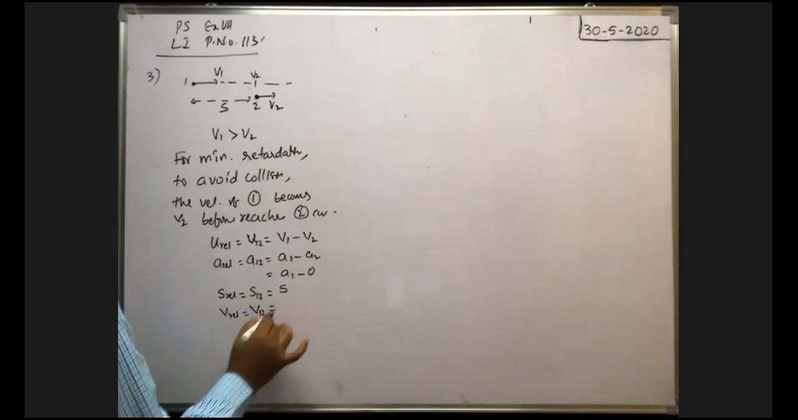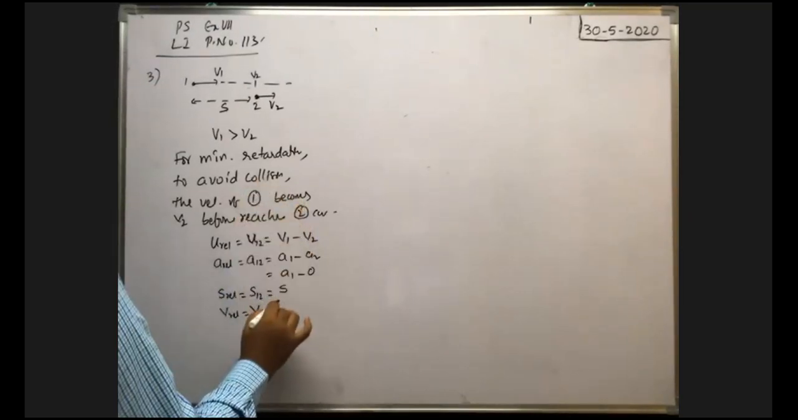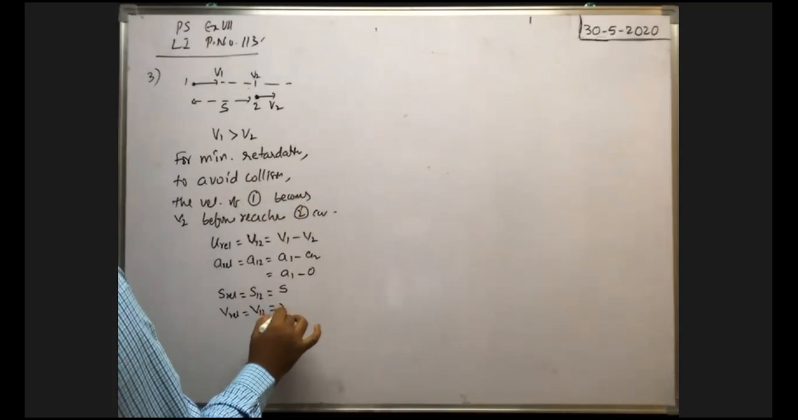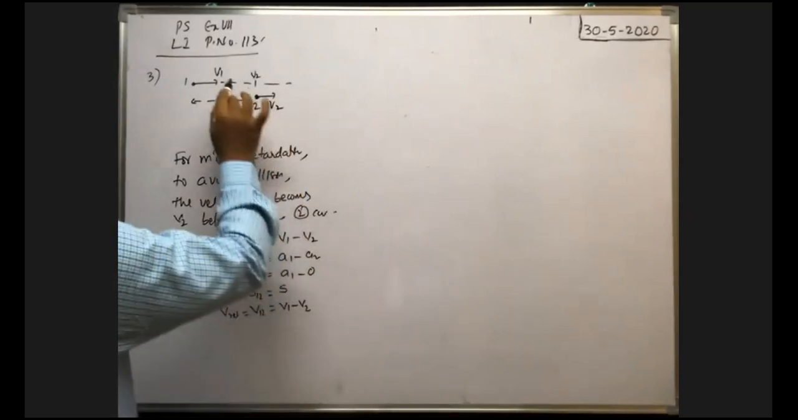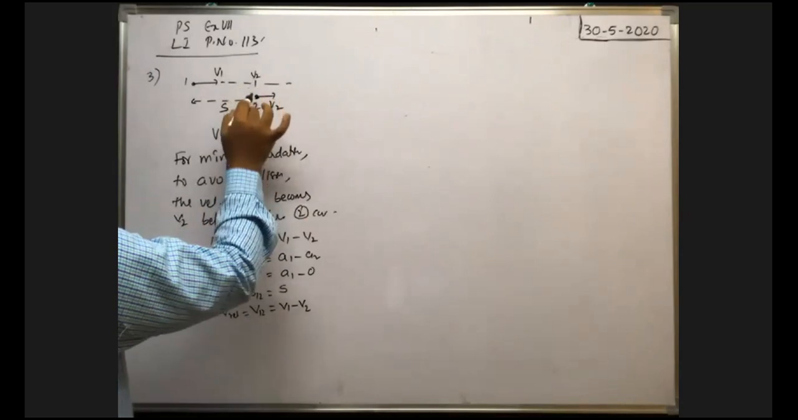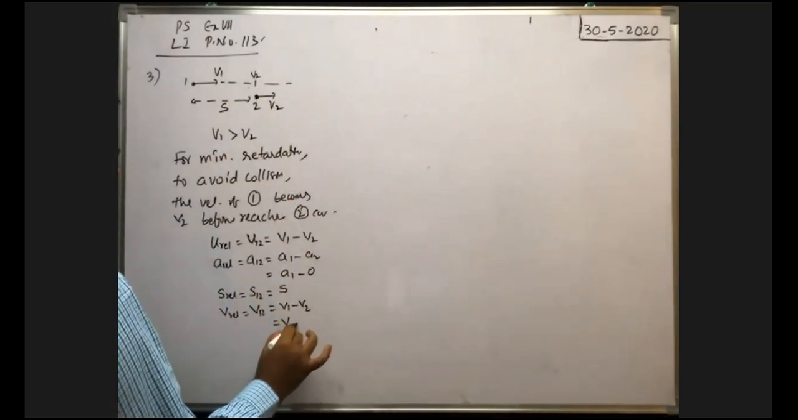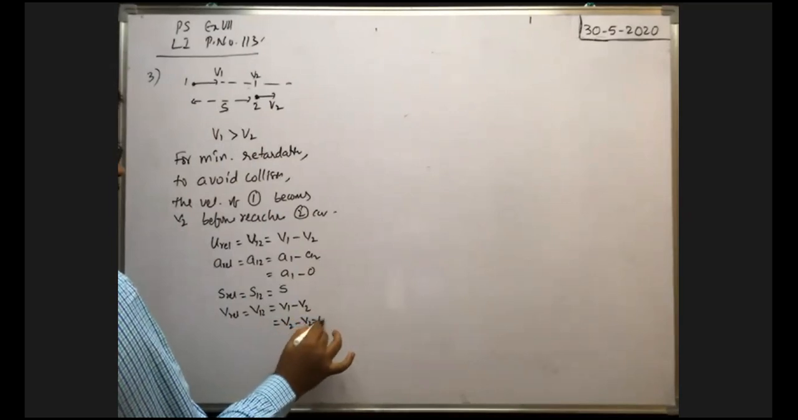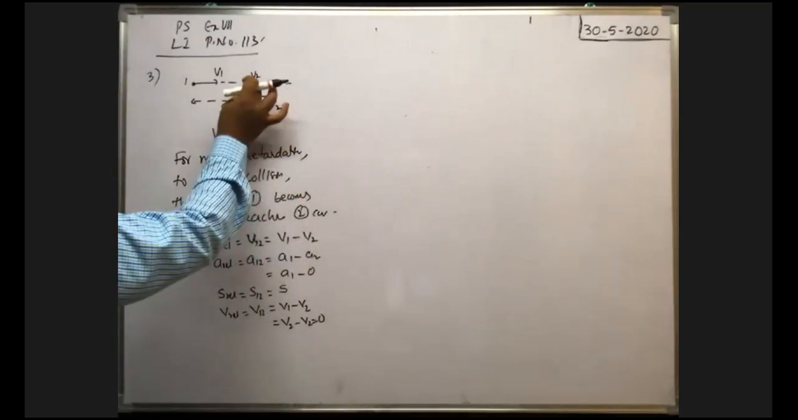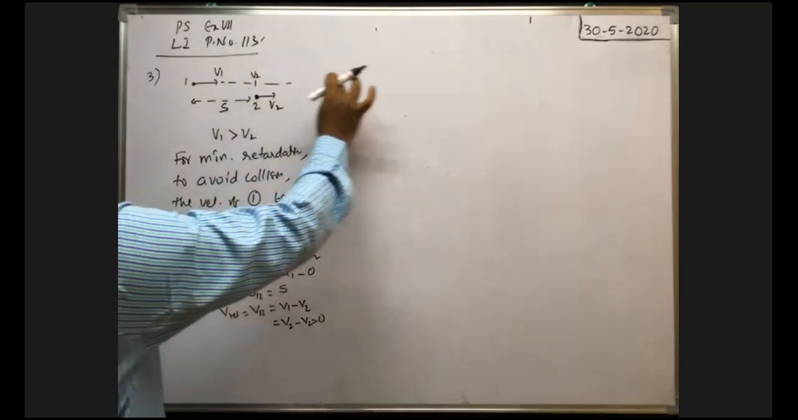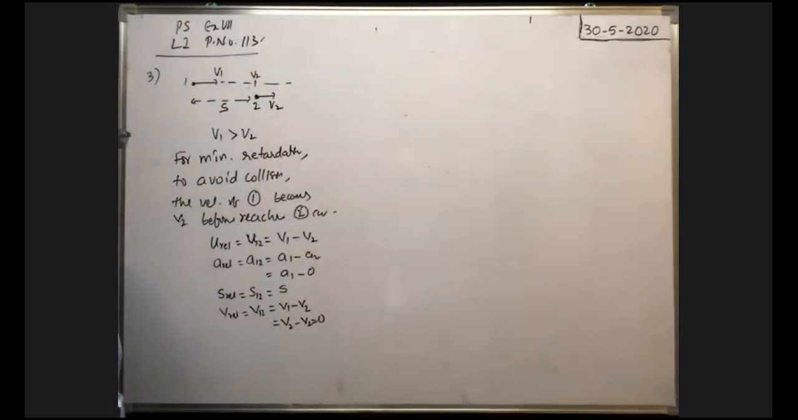Next, the relative final velocity of car 1 with respect to car 2. The final velocity of car 1 must be v2 before it reaches the point, so v2 minus the velocity of car 2, which is v2, is equal to 0. Then both acquire the same velocity and travel with the same velocity in the forward direction, so after any length of time there is no question of collision.